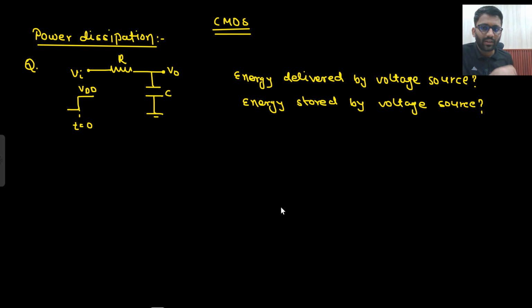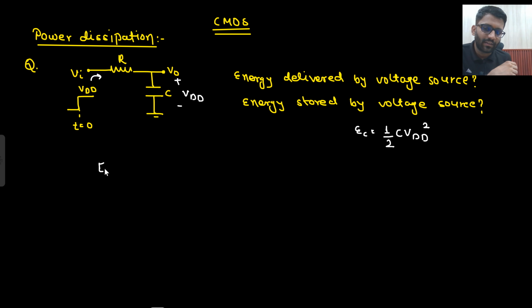capacitor. Okay. So what will be the energy stored by the capacitor, that we already know. At steady state, what will be the energy stored by the capacitor? Half CV square. Right. At steady state, it will come to VDD. So at steady state, it is having VDD voltage. So energy stored by the capacitor will be half C VDD square. What will be the energy supplied by the voltage source?